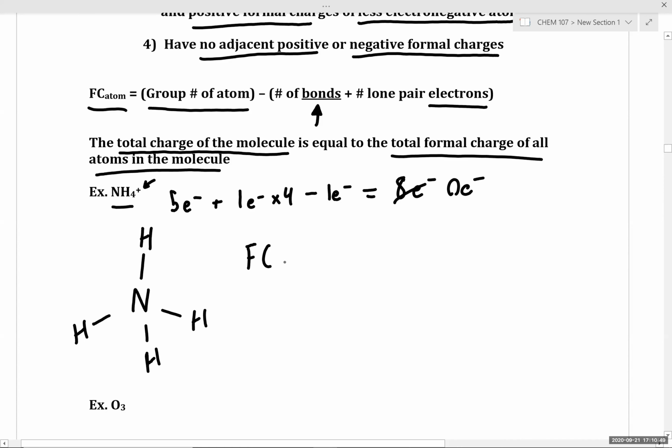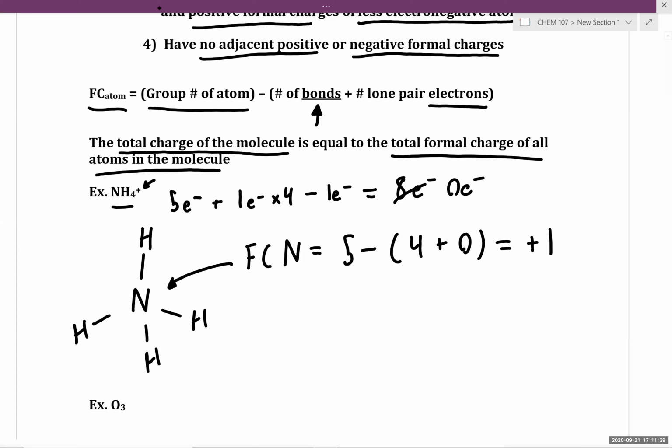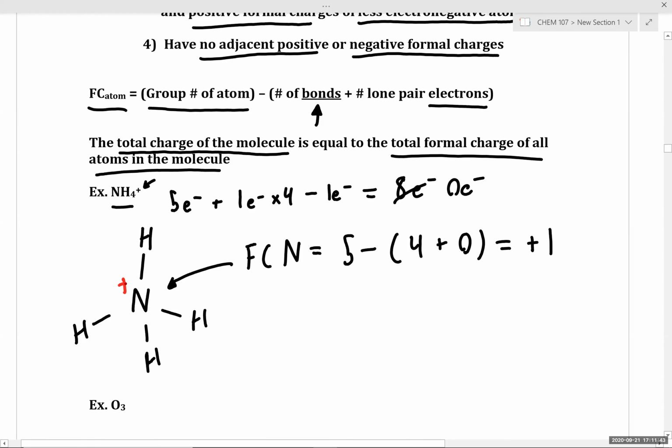Now, let's calculate the formal charge for nitrogen. Formal charge is calculated for each atom individually. So we're calculating the formal charge of this nitrogen right here in the middle. What is the group number of nitrogen? 5, okay. And then how many bonds does nitrogen have? It has 4 bonds, and how many lone pair electrons does nitrogen have? Do we see any lone pair electrons? We see 0, exactly right. That in turn gives us a formal charge of +1. So we'd indicate this formal charge by putting a plus next to nitrogen.